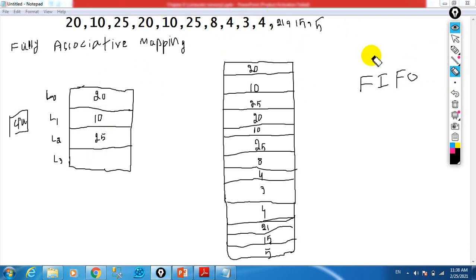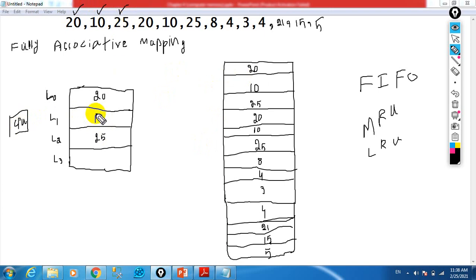So when we have least recently and when we have most recently, we will discuss this. Most recently used, MRU, or LRU, least recently used. So look at this, 20 has been used first. Next, 10 has been used. So the 10 has been copied to the cache memory and that has been accessed by the CPU.